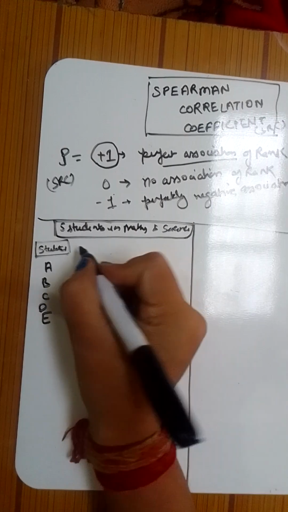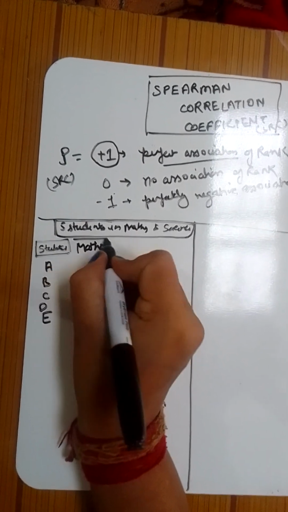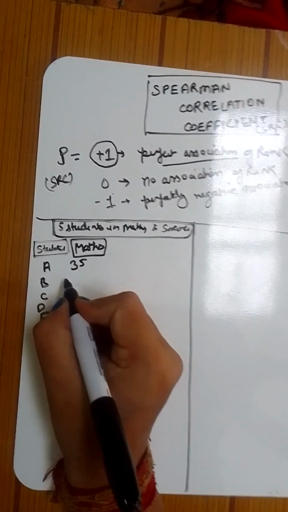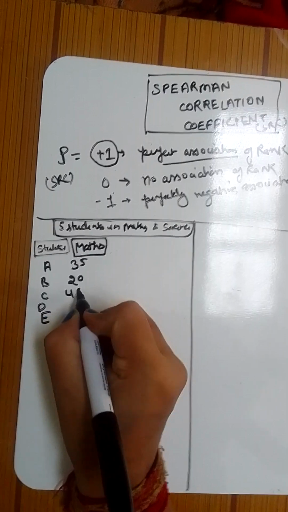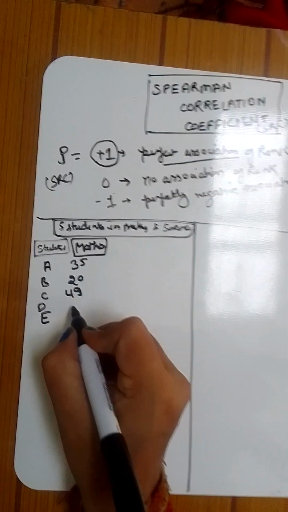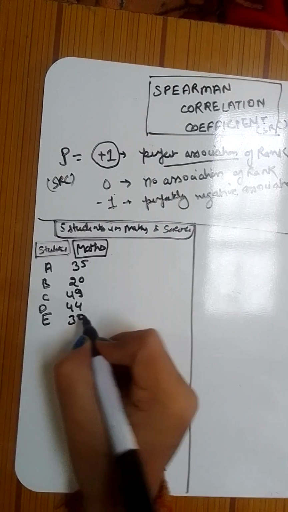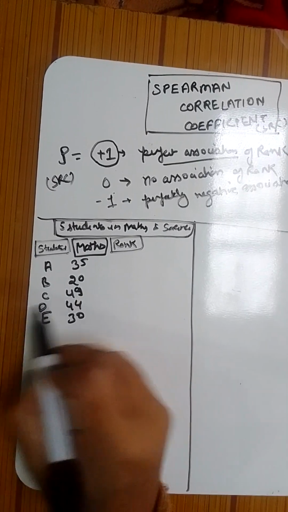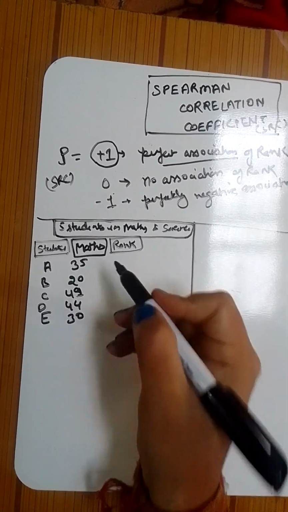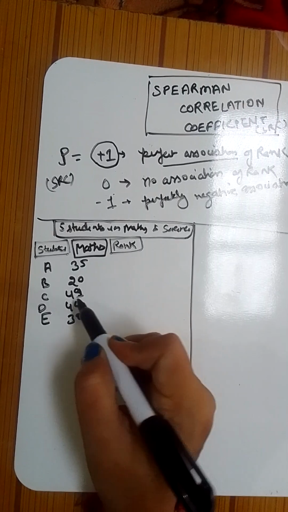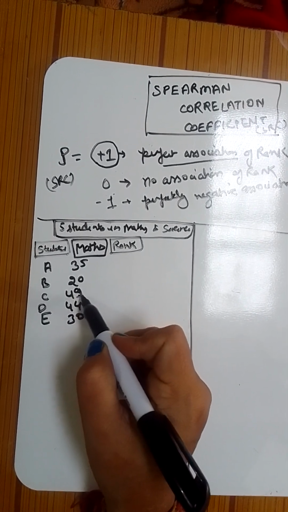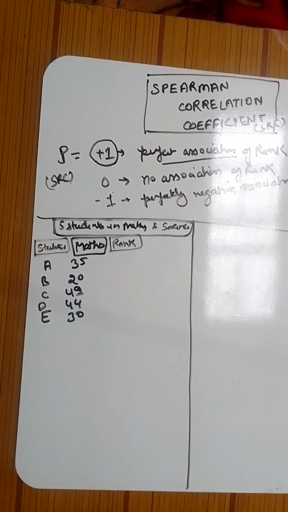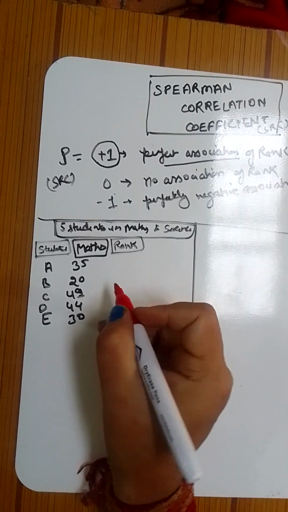So what is the score of maths for these students? The scores of maths are 35, 20, 49, 44, 30. And what is the rank of these maths scores for the 5 students? Who scored highest among these 5 students in maths? The highest score is 49 marks. The student who got 49 is number 1, so we'll write number 1 in front of that particular student.